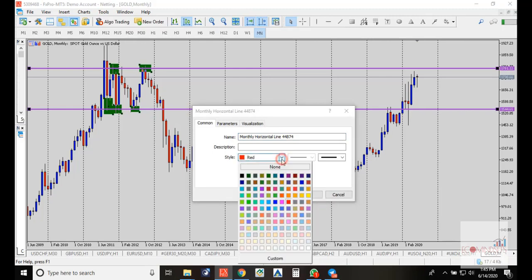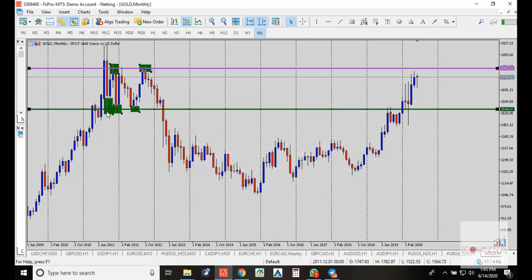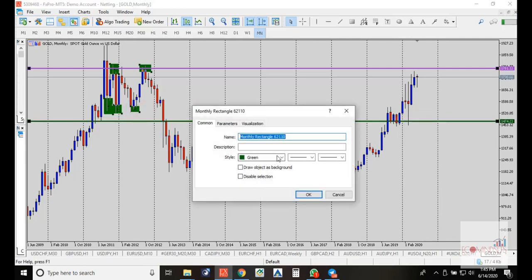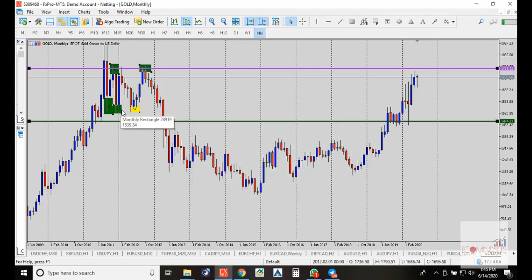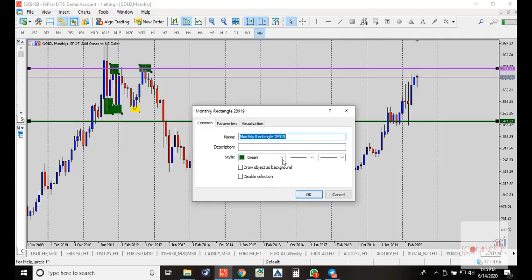Okay, let me change this one rather to green to show that it is support. Let me change the color of these boxes. This one should be yellow to show the difference between the support and the resistance level.